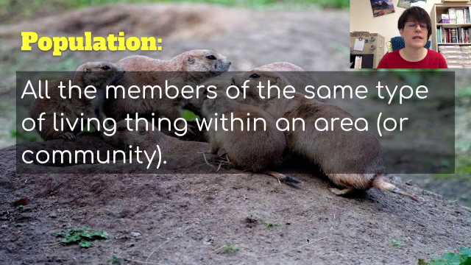And we're going to be taking a look at populations. This is all the members of the same type of living thing within an area or community. So this is one species. So in the background here, we see a population of prairie dogs. So that is a population. A population is only one species.